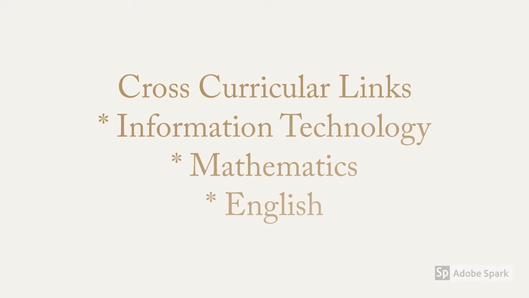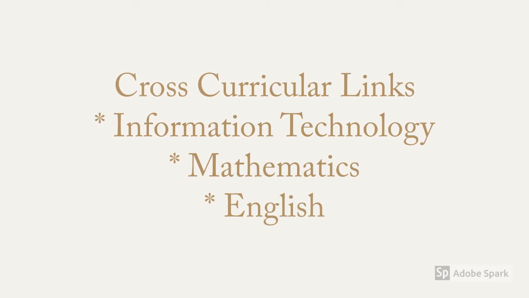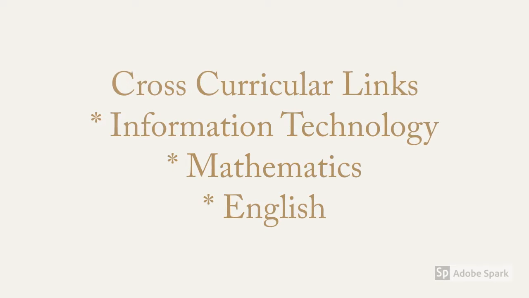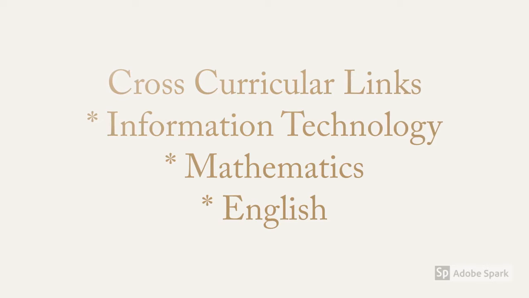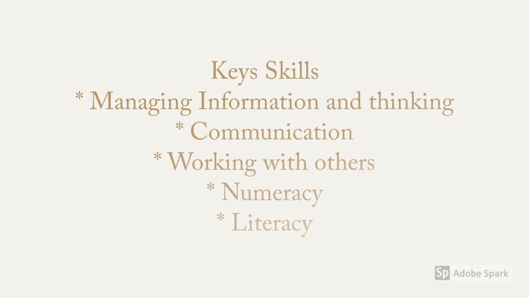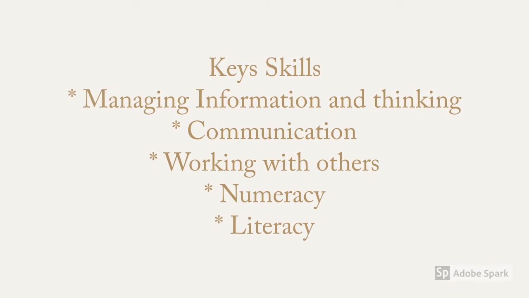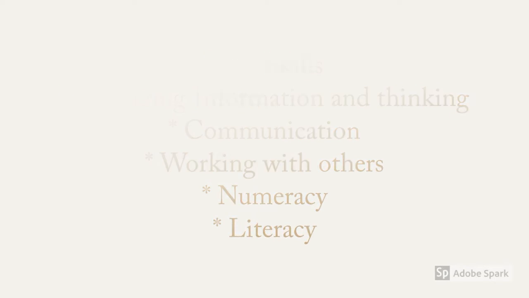Cross-curricular links. Information technology will be linked because students will be expected to complete the income statements and the statement of financial position through Excel. Mathematics will also be covered with calculations and numeracy, and English also, terminology and spellings and meanings of the new words and phrases. The key skills that will be mainly used throughout this topic are managing information and thinking, communication, working with others, numeracy and literacy.